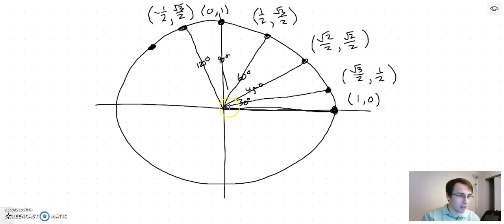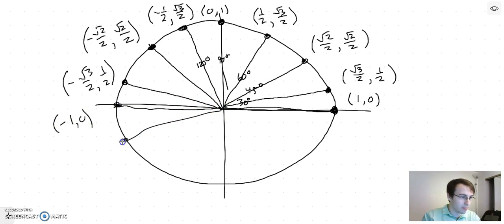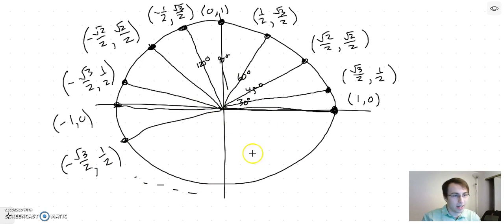Then this 45 degree thing goes to negative root 2 over 2, root 2 over 2. We keep continuing on. Negative root 3 over 2, 1/2. And then you keep going, negative 1, 0, negative root 3 over 2, 1/2, and it just repeats on and on.